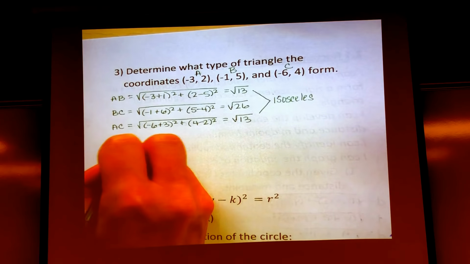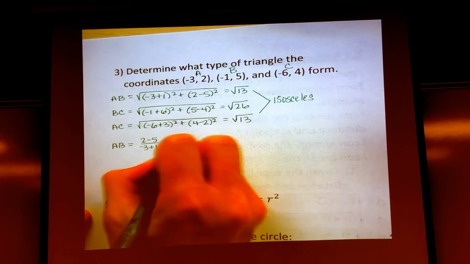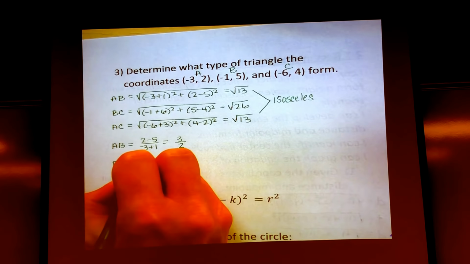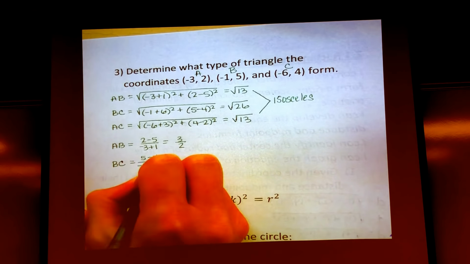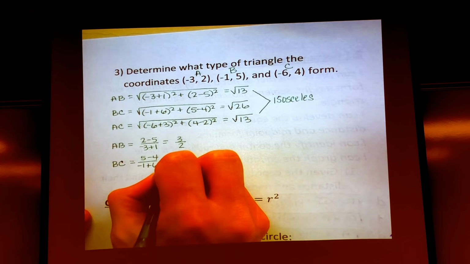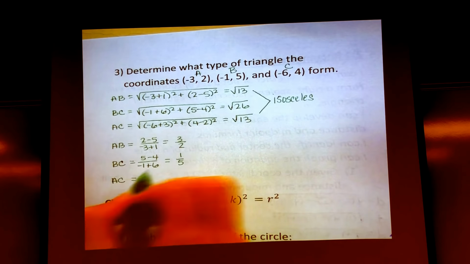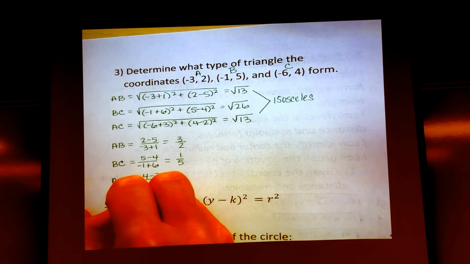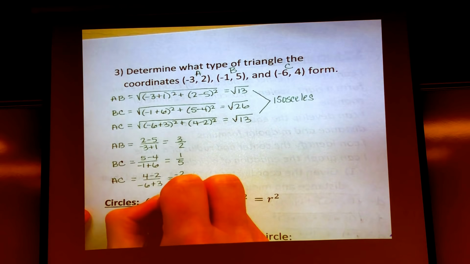So AB, we're going to do 2 minus 5 over -3 plus 1 to find out that it is 3/2. Doesn't mean anything until we find the others. So we have 5 minus 4 over -1 plus 6, because it was a -6, equals 1 over 5. So those are not perpendicular. So no right triangle yet. So AC, we have 4 minus 2 and -6 plus 3, which gives us 2 over -3, or -2/3.